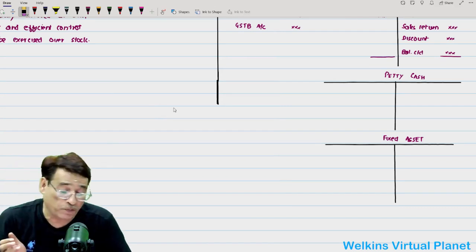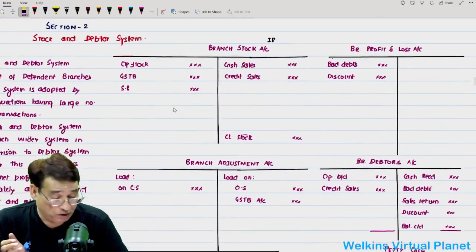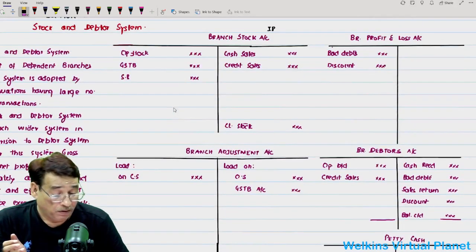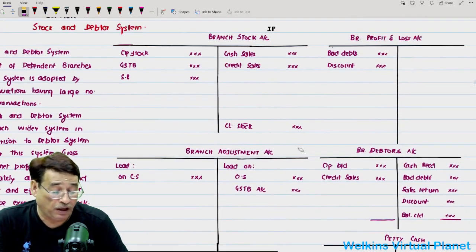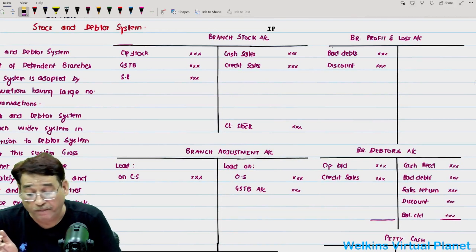Sometimes this pen creates problem. Anyway, so we were talking about the closing stock. Now we will talk about some other aspect.